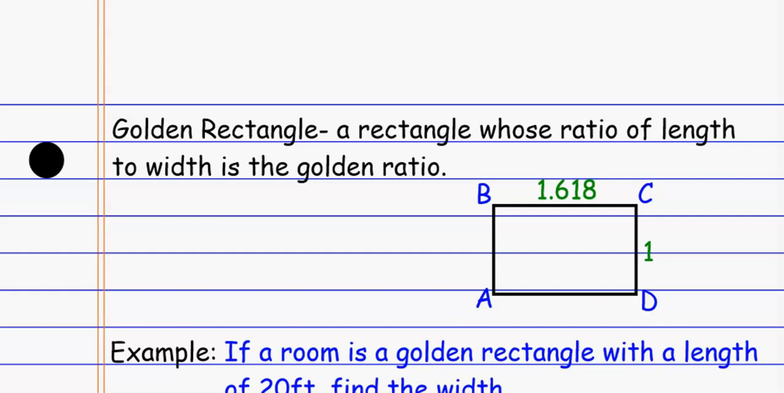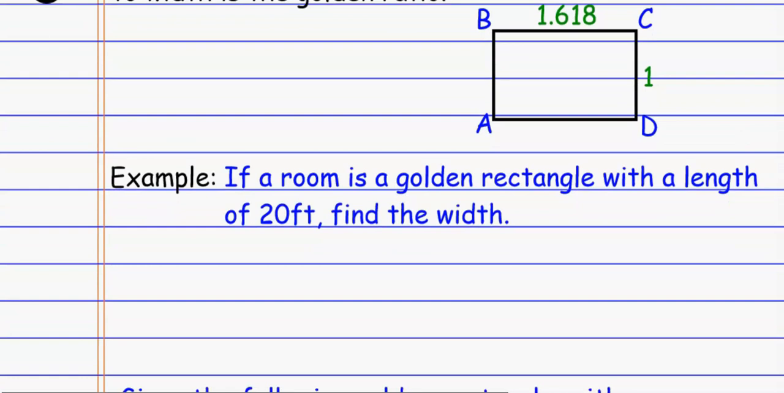If I look at something like this guy, golden rectangles are rectangles whose ratio of length to width is the golden ratio. So here's a real basic example of this thing. And we can look at this thing from the perspective of similar figures. If all golden rectangles have this same ratio of 1 to 1.618, we can simply multiply to get to any golden rectangle. For example, it says if a room is a golden rectangle with a length of 20 feet, we want to find the width.